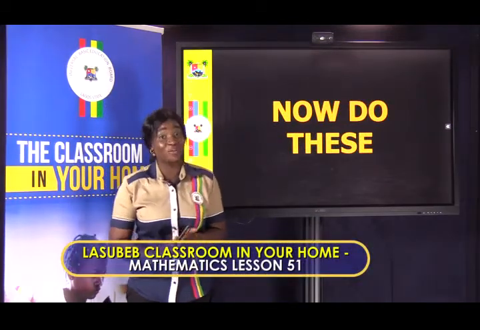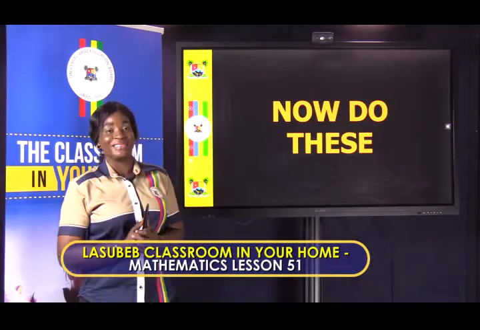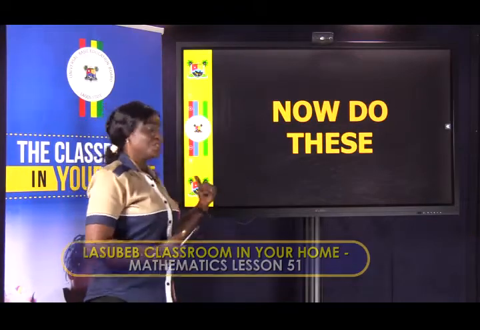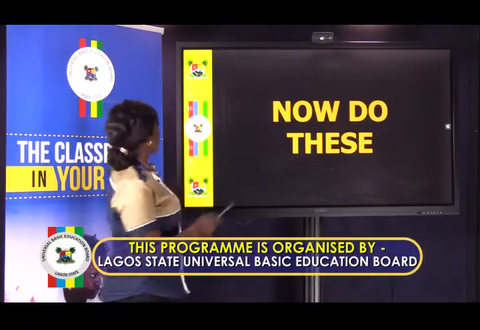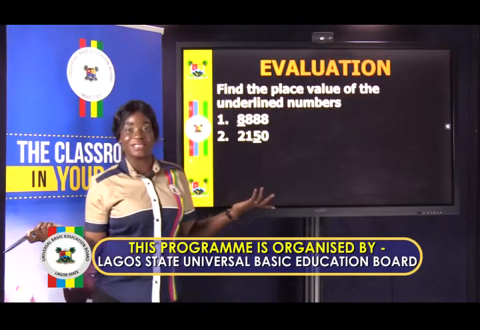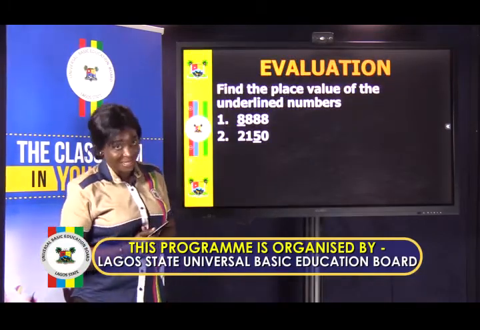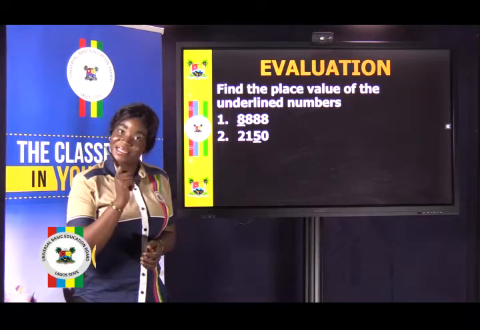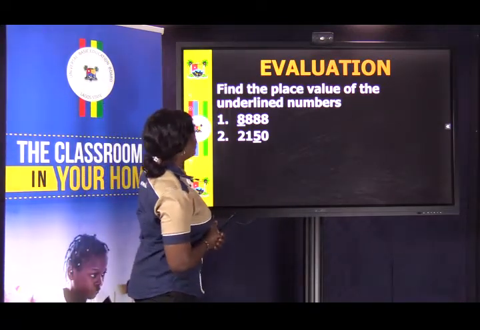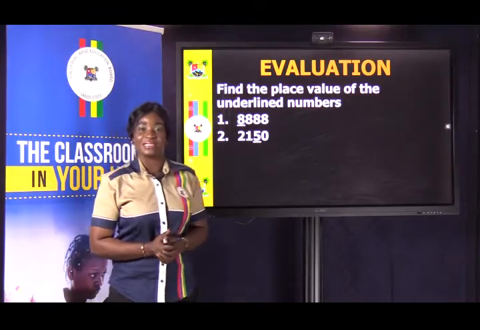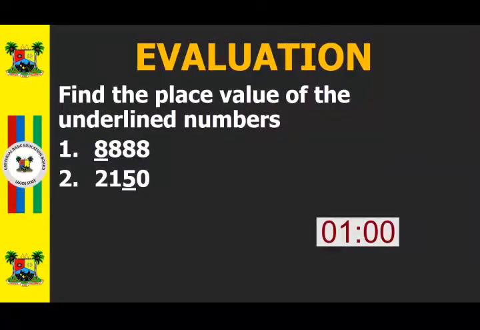Now do this. How well have you been following today's lesson? Show me by scoring everything in today's evaluation question. It's evaluation time, it's assessment time, it's time to prove yourself. Find the place value of the underlined numbers in 1 minute, and your time starts now.